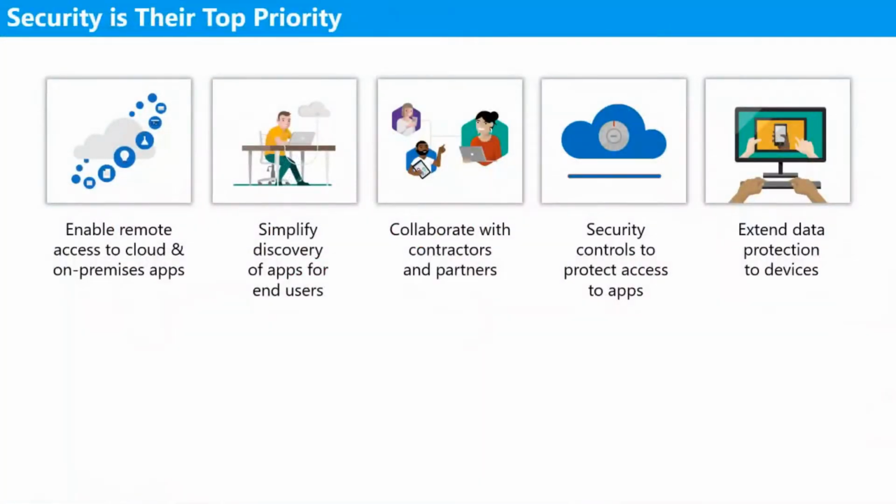However, while providing convenience to the users, security is a top IT priority. They want to ensure remote access to cloud and on-premise apps is secure. Second, they also want to simplify discovery of apps for users. You want to ensure the user experience is good, and they also want to provide a way to carry out their productive work by collaborating with their contractors and their partners.